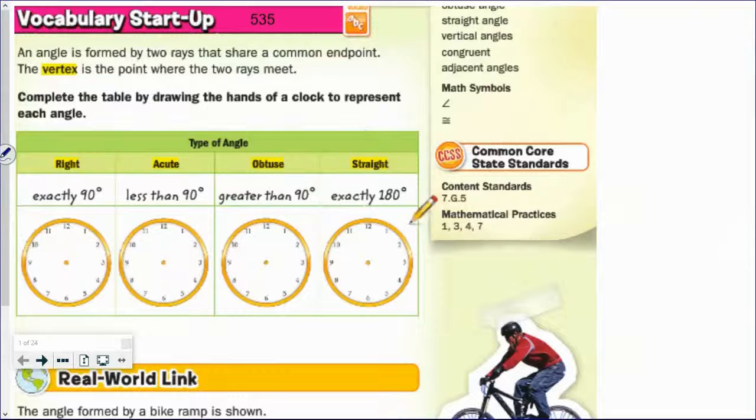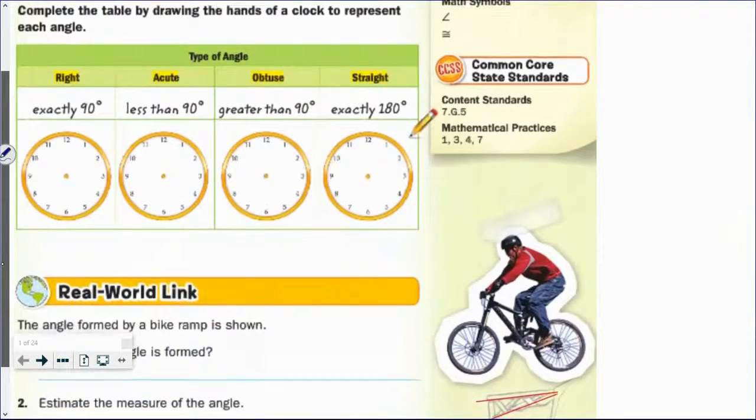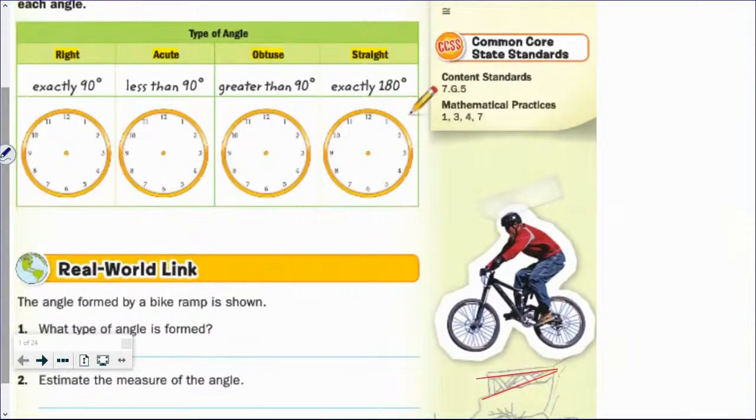So what I would like for you to do in your notebook is to go ahead and draw a 90-degree angle, an acute angle, an obtuse angle, and a straight angle. Remember, a right angle is exactly 90 degrees. So what you want to do is make like a square in. So 3 o'clock would be an example of what a right angle would be. And oftentimes it is marked with a box.